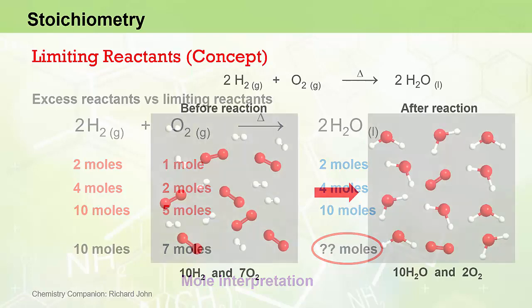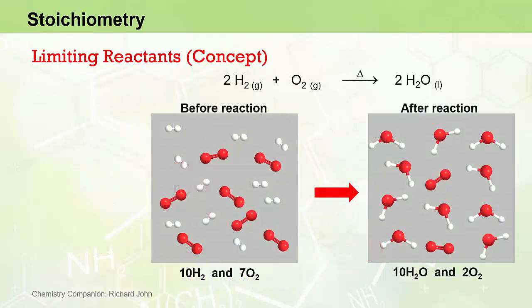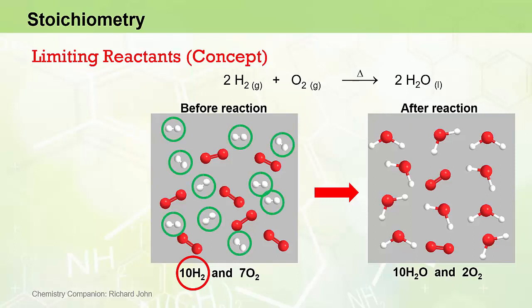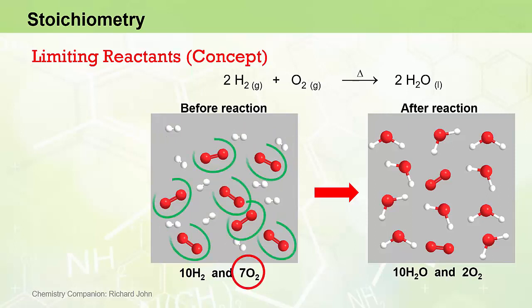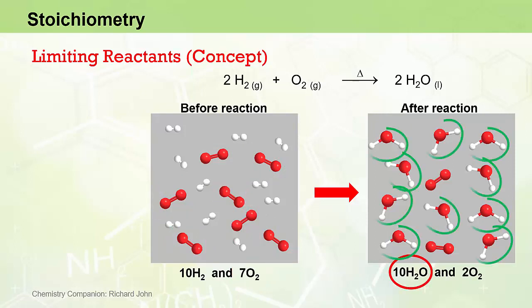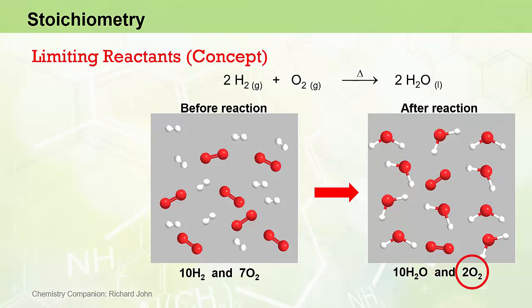We can represent that scenario using these diagrams here. Before the reaction, we can say that we've got 10 moles of hydrogen, represented, for example, by these 10 hydrogen molecules in white, and we have 7 moles of oxygen, represented by these 7 molecules of O2. What actually happens after the reaction is that we still end up with our 10 moles of water produced, but we will also have 2 moles of oxygen left over.